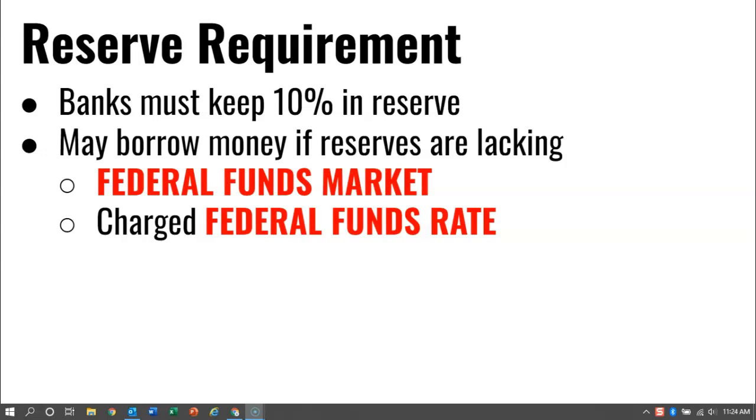And the interest rate that one bank charges another is known as the federal funds rate. And that's the rate that the Federal Reserve is constantly trying to influence in order to get banks to either start lending more money and get closer to that required reserve level, or lend less if they want to slow the economy down.